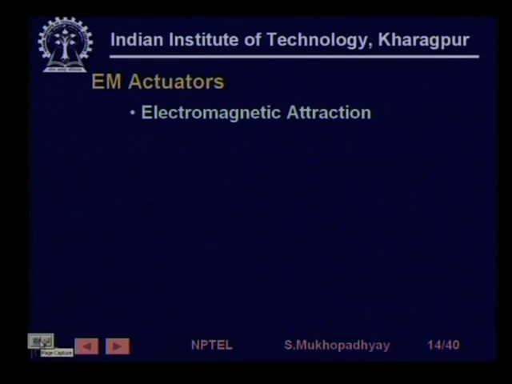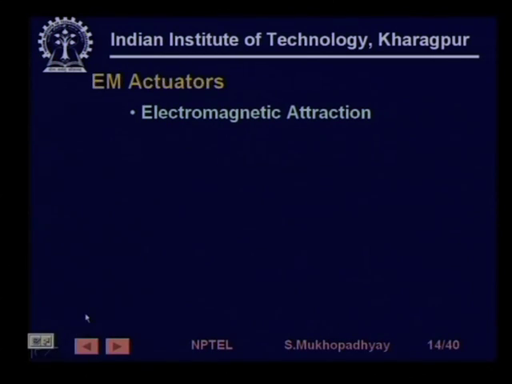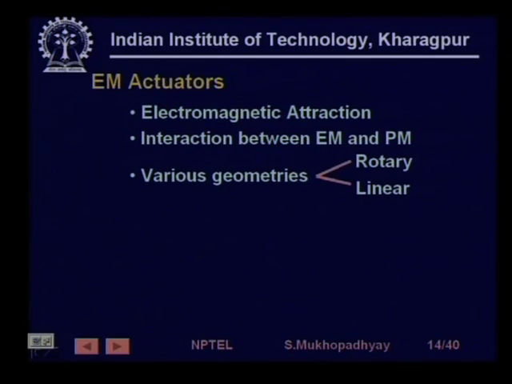So, very often we have electromechanical actuators, electromagnetic actuators. Basically it works by electromagnetic attraction between a permanent magnet and an electromagnet, or sometimes between an electromagnet and an iron spool, both are possible. So, there could be various geometries.